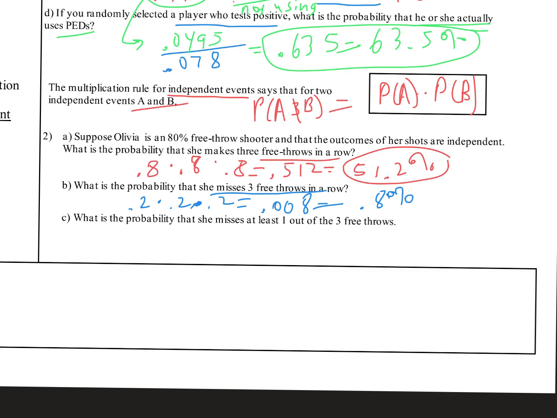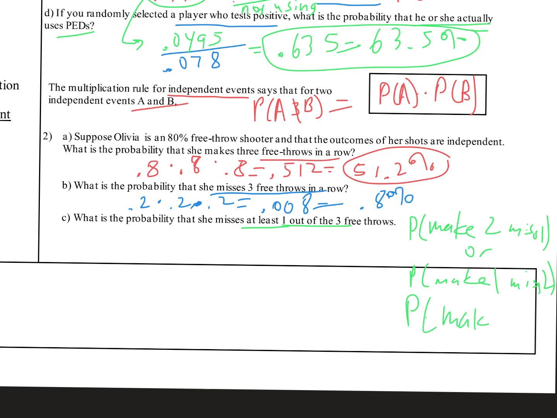Last one here. What's the probability that she misses at least 1 out of 3 free throws? Now this one is complicated. It says at least 1 out of 3. That means you can find the probability that she makes 2 and misses 1, or the probability that she makes 1 and misses 2, or the probability that she makes 0 and misses 3. So we'd have to do all of those and add them together. There's a much easier way to do it, okay?